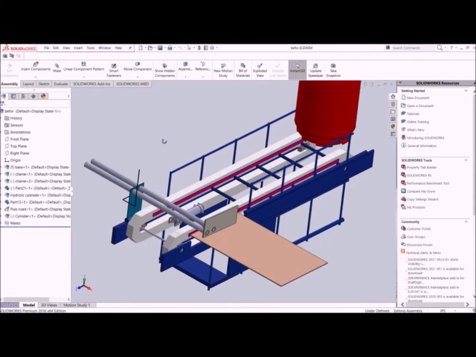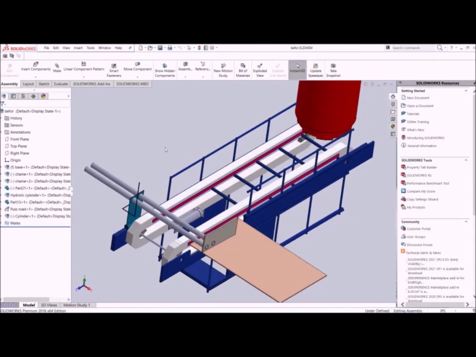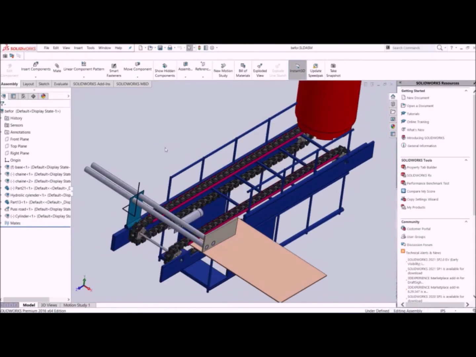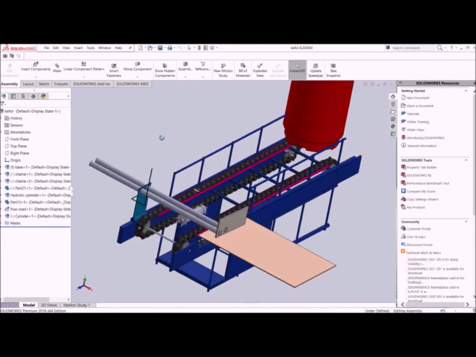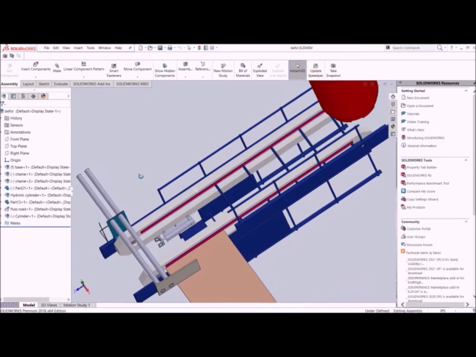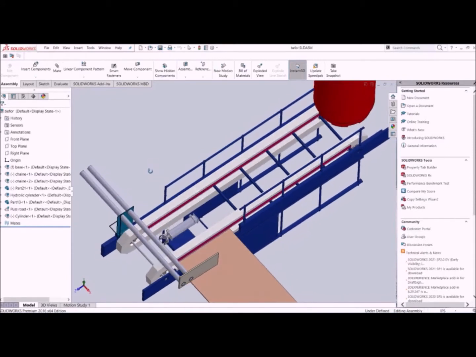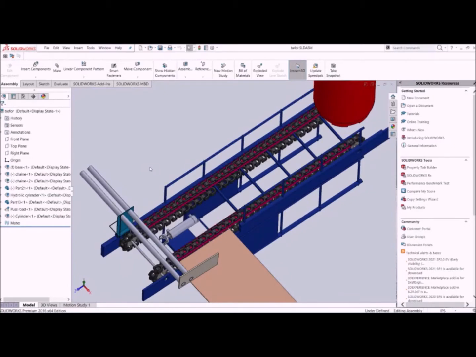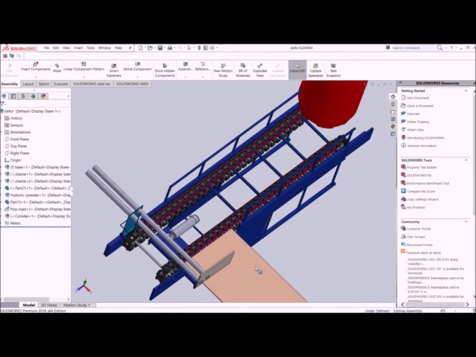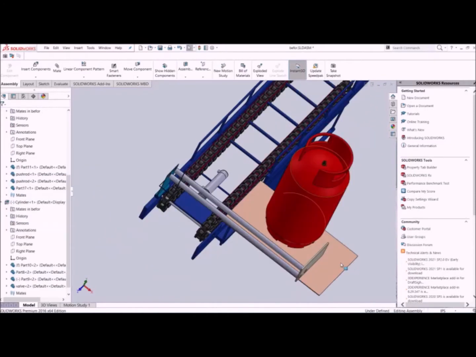Now we will try to find out the problem: why we use this machine, why I designed it, and what the benefits are. So first of all, let's find out the problem, then we'll look for the solution.